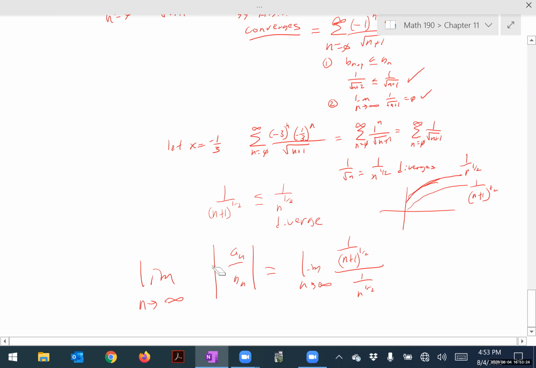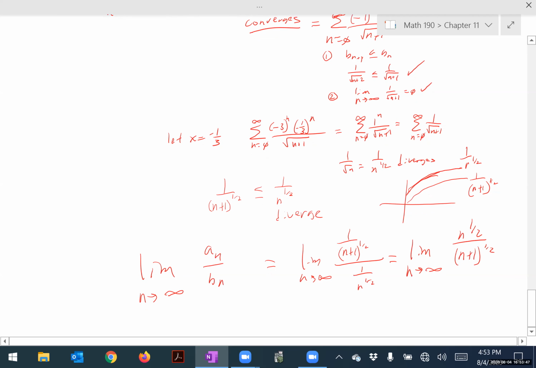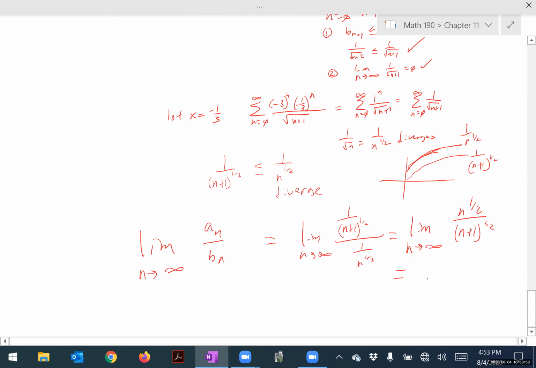And it's not absolute value, I think it's just a sub n over b sub n. The limit of this thing, what is that going to be equal to? Well, this is going to be equal to the limit as n goes to infinity of n to the 1/2 over (n plus 1) to the 1/2. I'm just going to start using square roots here. Limit as n goes to infinity of the square root of n over n plus 1. And what does this thing go to? Well, this thing goes to 1, right?